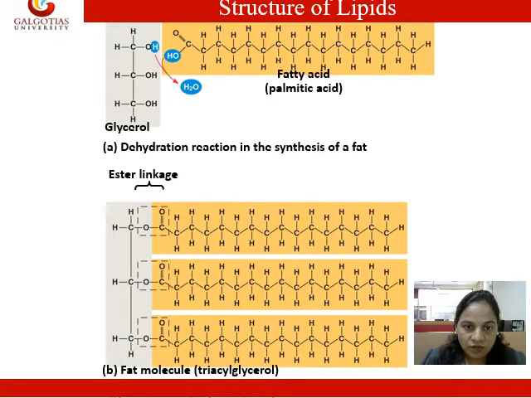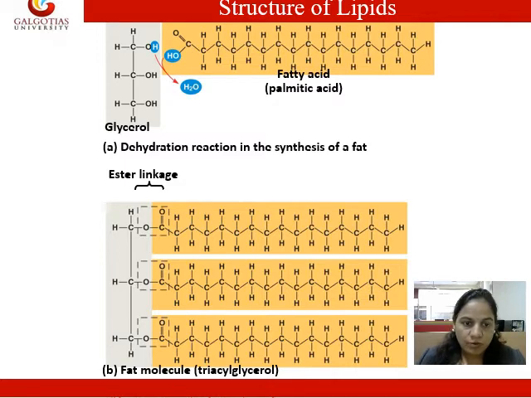You can see one end has the acidic group. If I talk about the glycerol, like I showed you in the beginning, it has an OH group at one side and an H group on the other side. This is a three carbon long chain. Then the dehydration reaction occurs in the synthesis of fat.